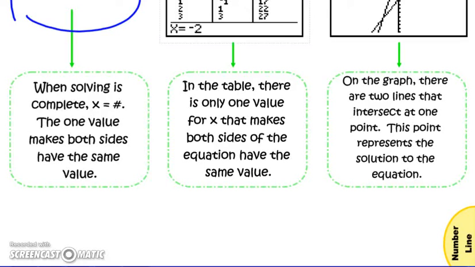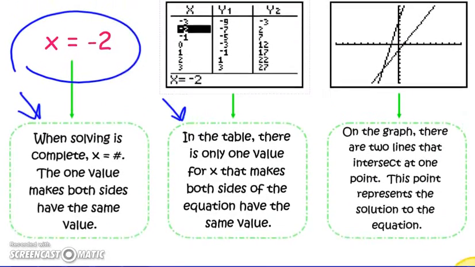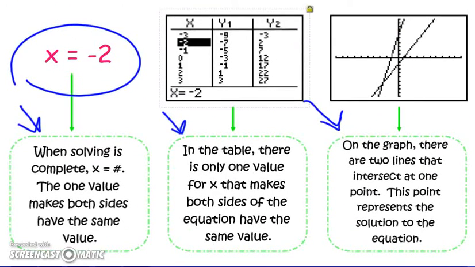Underneath where it says verifying your answer in the table, you need to write this. In the table, there is only one value for x that makes both sides of the equation have the same value. And underneath where it says verifying your answer on a graph, you need to write this. You do not have to draw the graph. On the graph, there are two lines that intersect at one point. This point represents the solution to the equation.